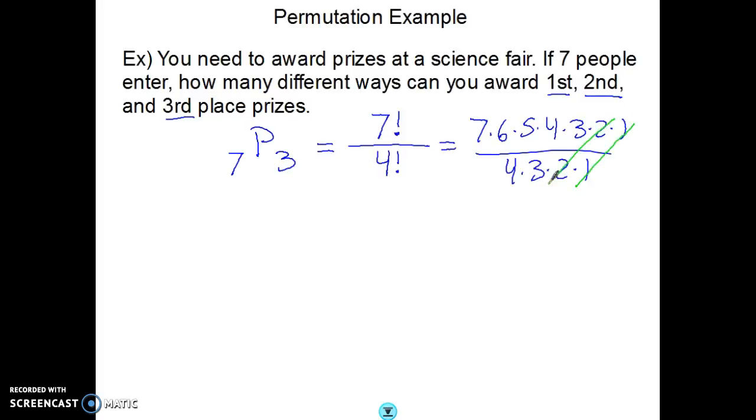All of this stuff cancels out, and we're just left with 7 times 6 times 5. And if you do that math out, that comes out to be 210 different ways to award the prizes.